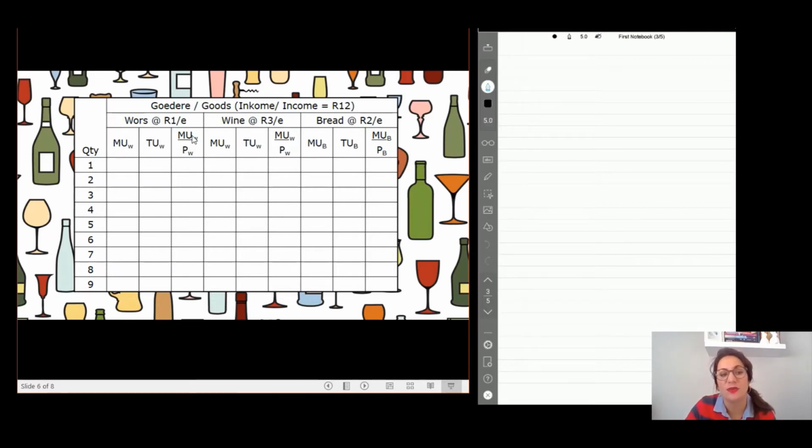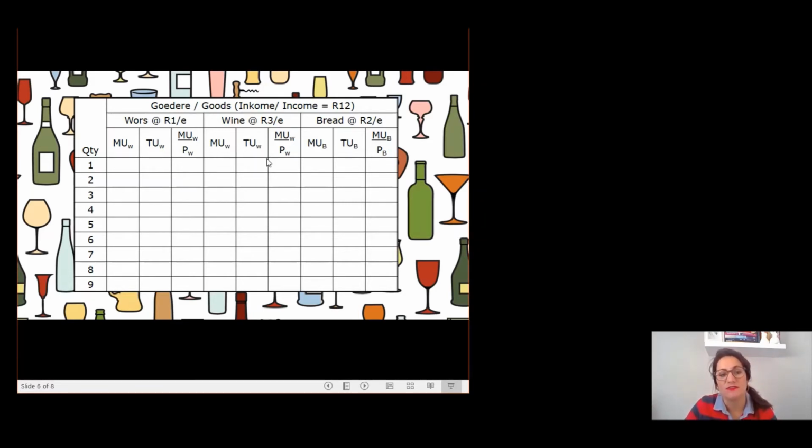you have what we call weighted marginal utility. That is your marginal utility divided by the price of that product. Then you have wine, marginal utility for wine, total utility for wine, and then marginal utility divided by price, which is your weighted marginal utility for wine. And then for bread, you have marginal utility, total utility, and then your marginal utility divided by the price for bread.